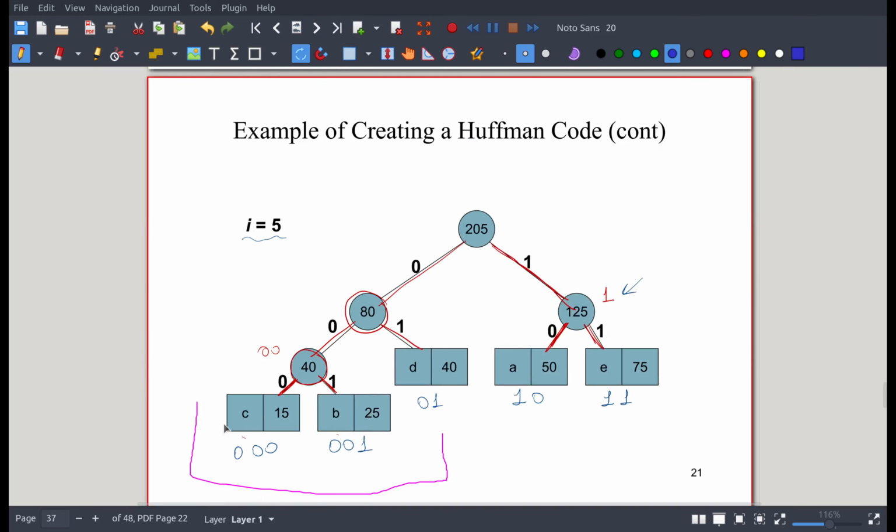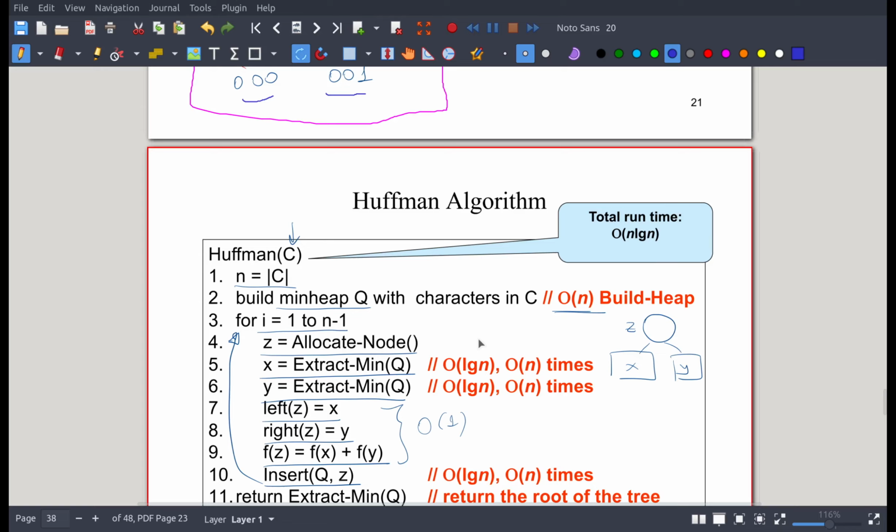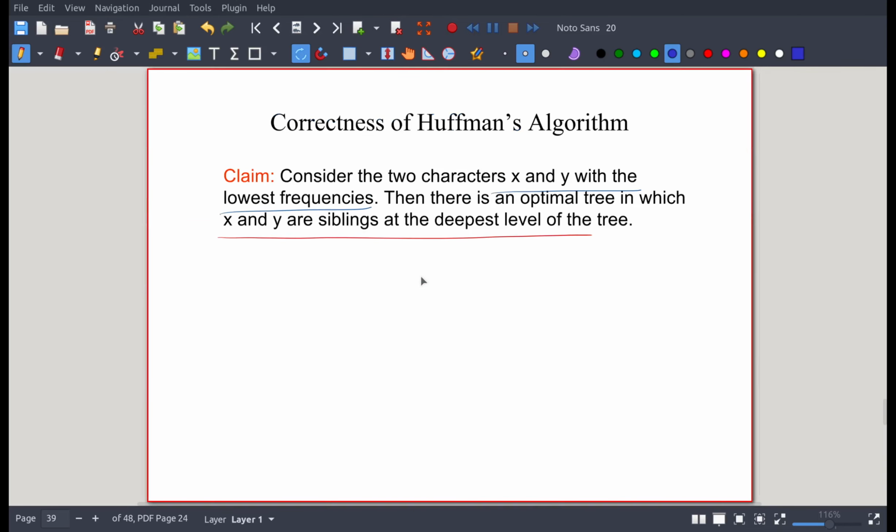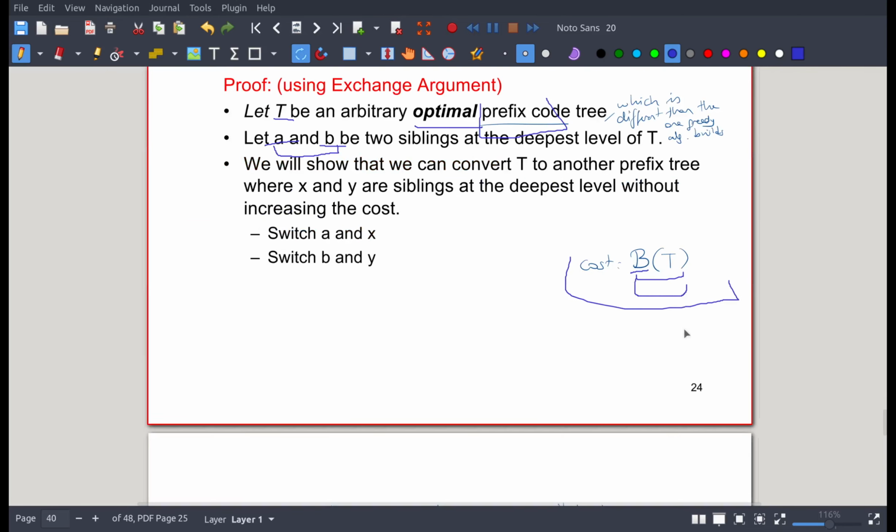So here, for example, if you add all these things, we get the cost of the whole tree. There are 2 bits for the character D, and we have the frequency 40. So 40 times 2 we get 80, and then 2 times 50 we get 100. We add all these things, and there is 3 times 25 and 3 times 15. We add all these, and this is what we can consider as the cost. So the cost of this tree is written as B of T. That's the way of writing the cost of a tree.